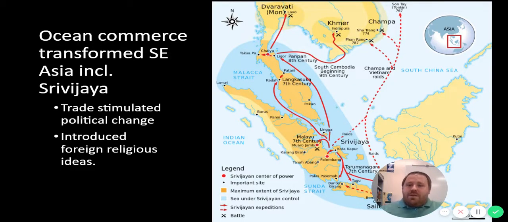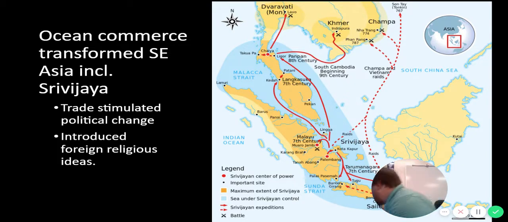So the ocean commerce transformed Southeast Asia, including Srivijaya. So you have commerce from the Indian Ocean going to Southeast Asia. This includes Srivijaya. And it stimulated political change. Okay, you have political changes, the formation of governments changes, and it also introduced foreign religious ideas as well. But mainly Hinduism and Buddhism come into play during this time.